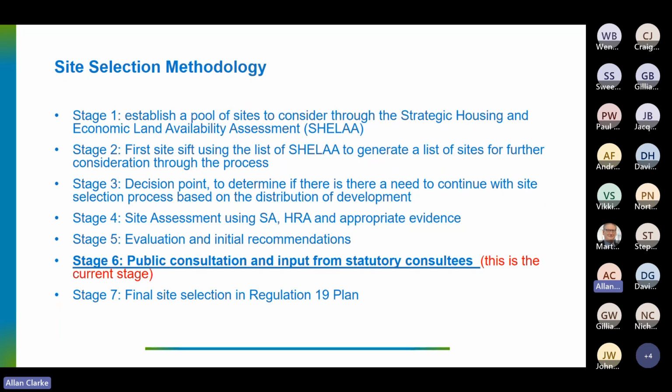This slide just makes the point that we've gone through a number of stages in terms of evaluating sites. We're currently at stage 6, so there's a public consultation input from statutory consultees. The site selection report will be published alongside the consultation, so people will be able to read through what we've done and our conclusions and make comments on those. But there's very much been a staged approach in terms of us identifying sites for development in the borough.